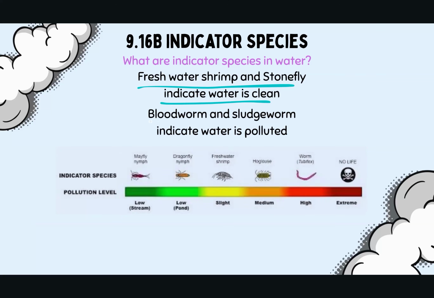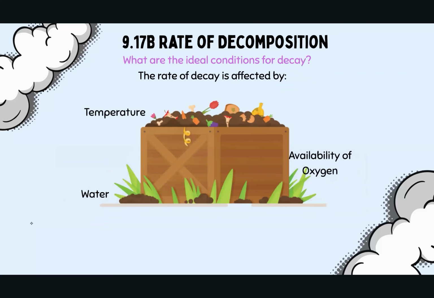But bloodworm and sludgeworm, as we went through it before, indicate water is polluted. These are just other insects that you don't necessarily need to know the names of, but it just gives you an example. The mayfly represents low levels of pollution, whereas something like a worm or a hog louse or bloodworms and sludge worms. Well, when it says worm here, that's referring to bloodworm. These indicate polluted water or water that has less oxygen inside it.